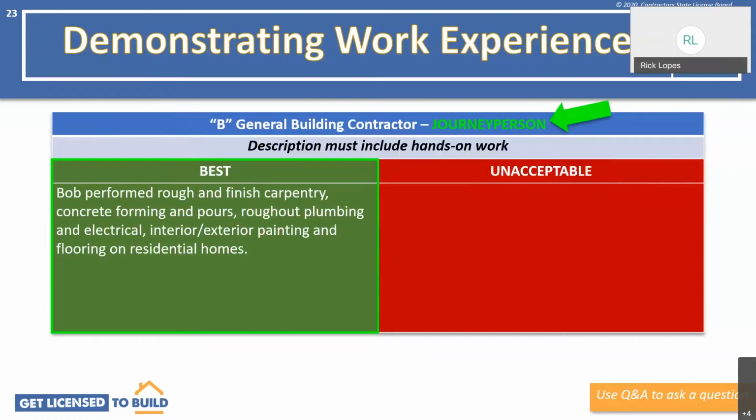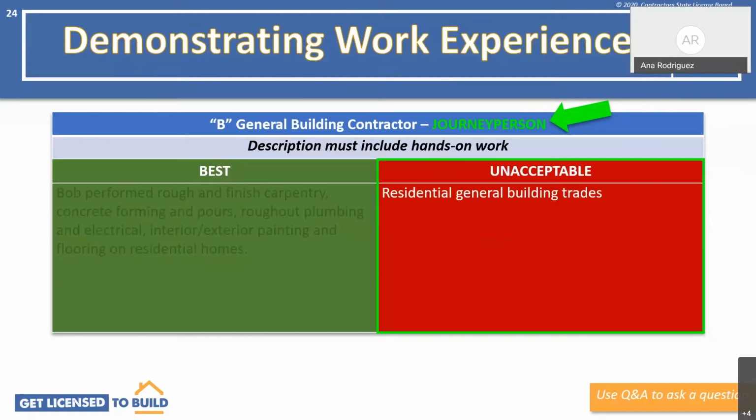So our first example is for the Class B general building contractor. The best type of description your certifier would use for a journey person experience is to be specific. Journey person experience must include hands-on work, like this: Bob performed rough and finished carpentry, concrete forming and pours, rough out plumbing and electrical, interior exterior painting, and flooring on residential homes. An unacceptable description would be something more generic, something like this.